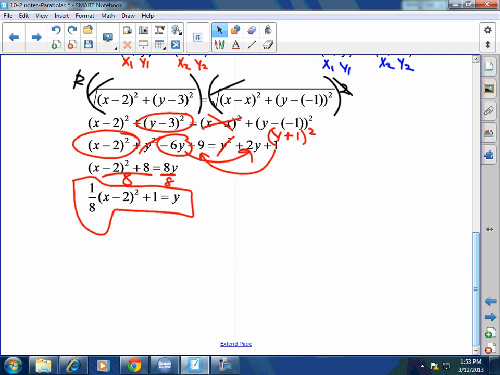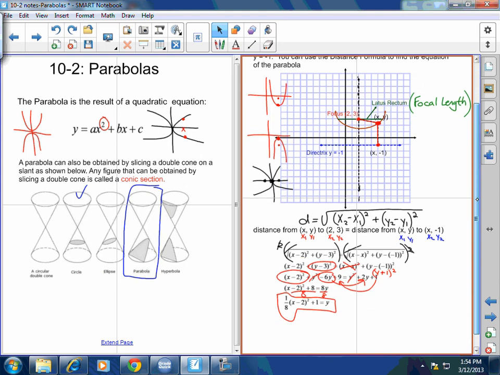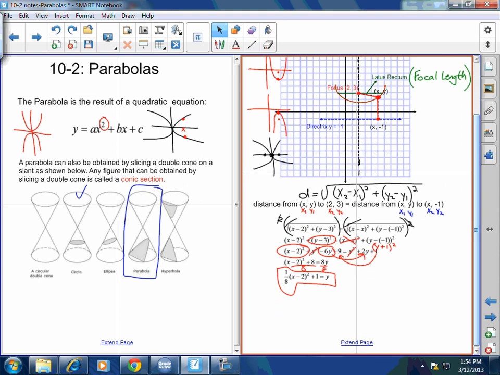Now, I may not ask you to do that. I may ask you to do that. So I really hope you understand how to use this distance formula. Because I may say, prove that the focus is (2, 3). Or I may say, write an equation for this situation. Well, to write an equation, you're going to have to set up the distance from the focus to a point on the graph equal to the distance from the point on the graph to the directrix. You with me so far? A lot of math in this one.